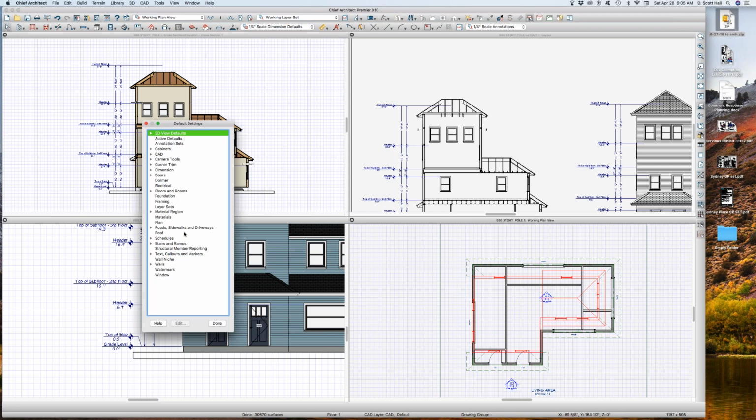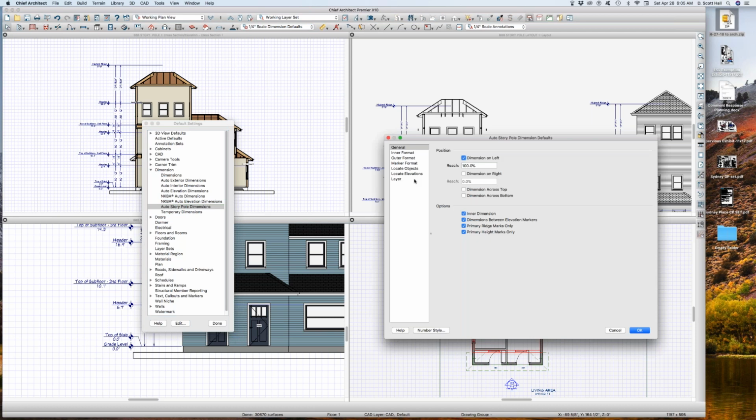Well, let's look at the defaults for the dimensions. Come on, Scott. Auto story pulled up dimensions. Here we go. Oh, by the way, we'll go through this general. Dimensions on the left. I don't have dimensions on the right. This is it right out of the box, okay? I do want dimensions on the right.